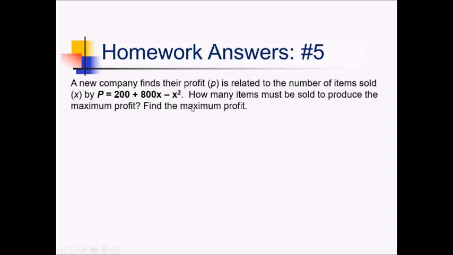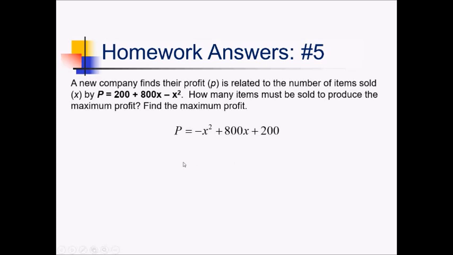So since this is a quadratic, we know the max value happens at the vertex. And since this is almost in standard form, let me put it in standard form so I can use my vertex formula to get the vertex values. So we'll write this as negative x squared plus 800x plus 200, basically reversing the order of everything to put it in decreasing order of exponents.